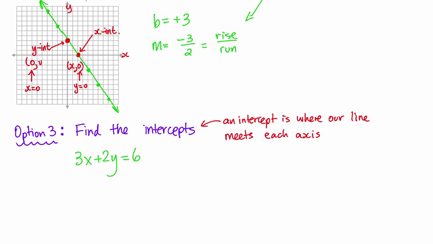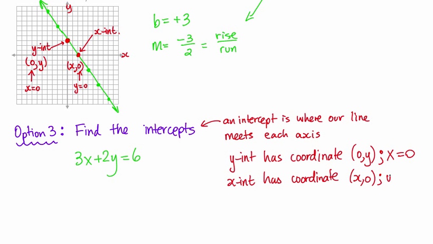and then I move up or I might move down. In the case of b being negative, I might move down. So we've already seen a y-intercept before. I'm just adding the fact that it has a coordinate that's (0, y). And that means that the x value is always equal to 0, and the x-intercept has a coordinate (x, 0), and therefore the y value is always 0.